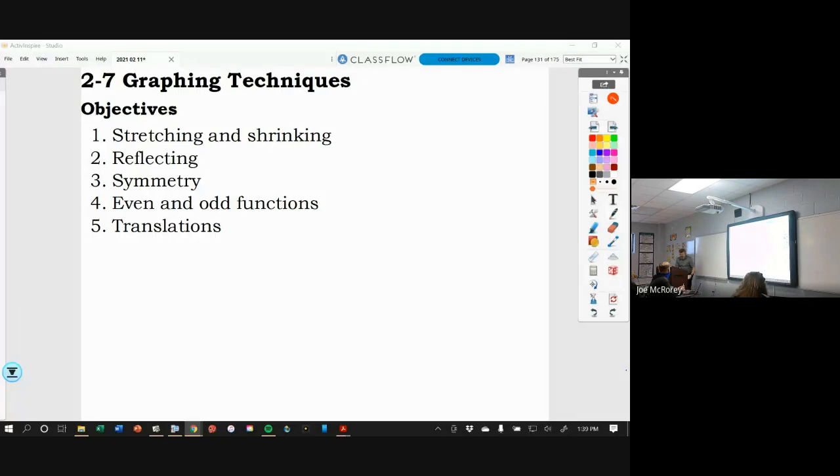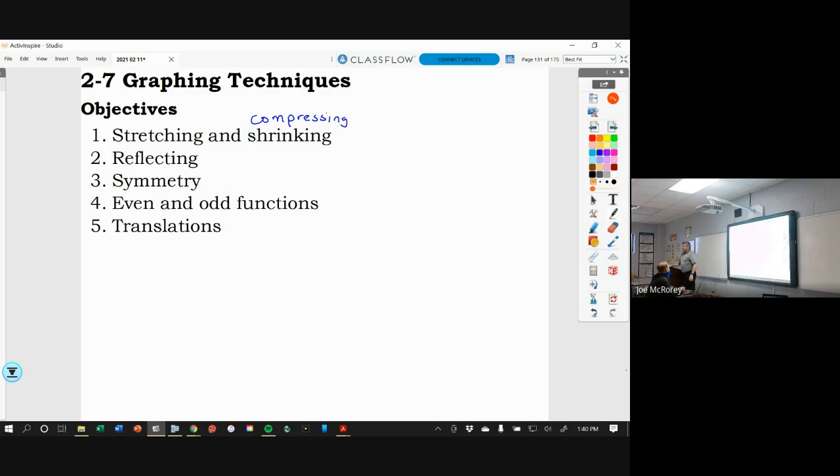We're looking at graphing techniques. We're going to talk about stretching and shrinking. And I will tell you, I've been teaching this for a long time, and I probably will not use the word shrink. I call it compressing. But is that effectively the same thing?